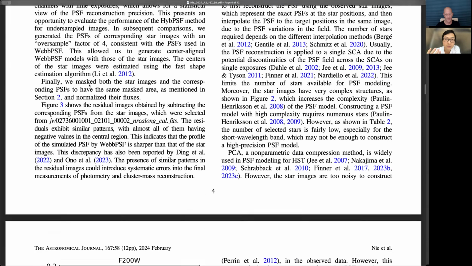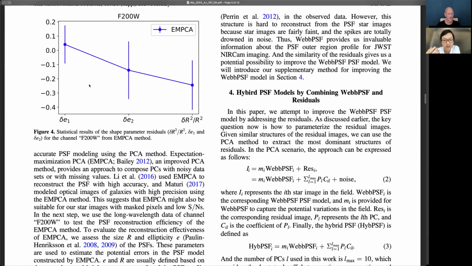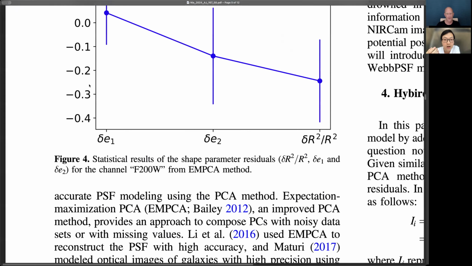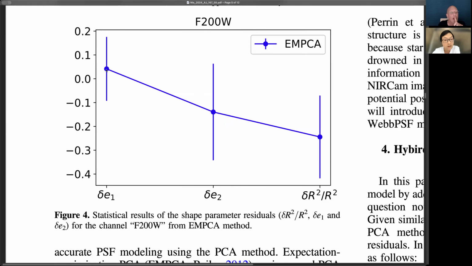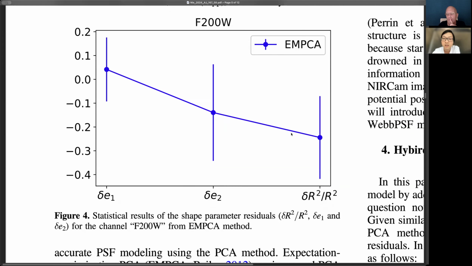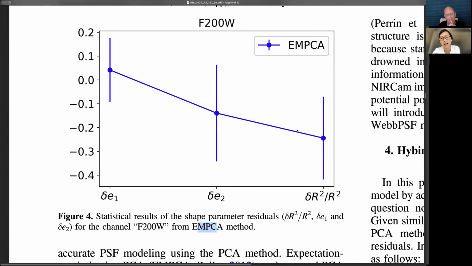I compared the shape parameters such as ellipticity component 1, component 2, and the relative size residues between the model and images. We found that either the scatter or the mean residues goes up to 10 or more percent. So we know that this precision cannot be used for shear measurement. So this is the problem.